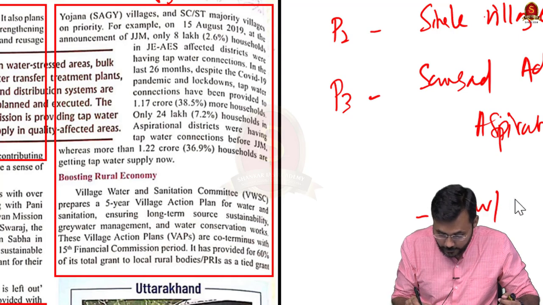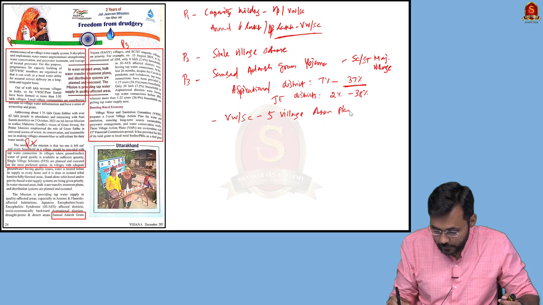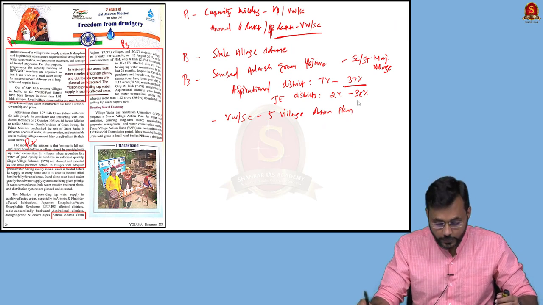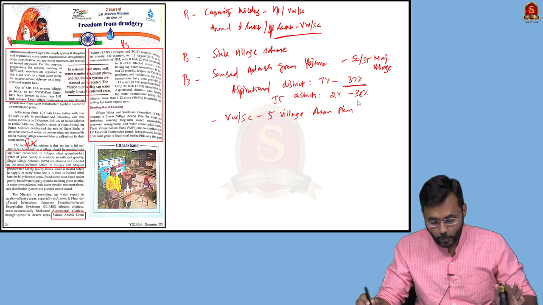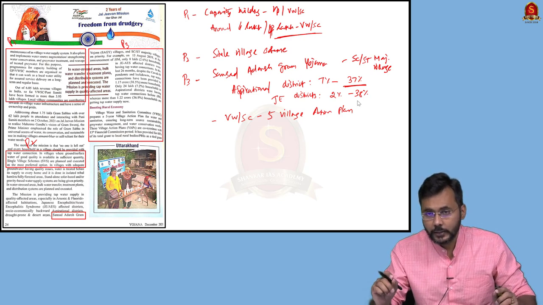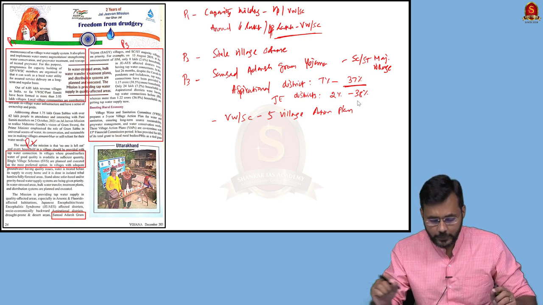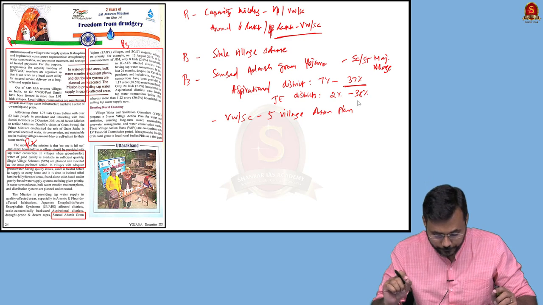the village water and sanitation committee prepares a 5-year village action plan for water and sanitation. This gives sustainability, grey water management and water conservation works. So ultimately this committee wants to create a 5-year plan, a time horizon of 5 years of what needs to be done in the village, especially for drinking water. Water conservation measures and grey water treatment are taken for that. This all creates local economic opportunities, that's nothing but boosting the rural economy.